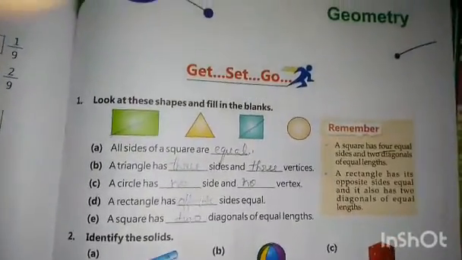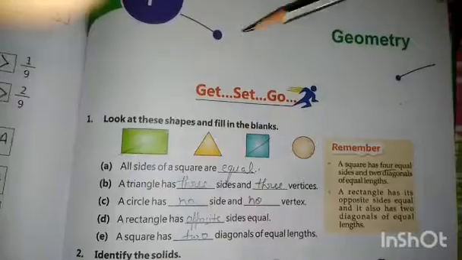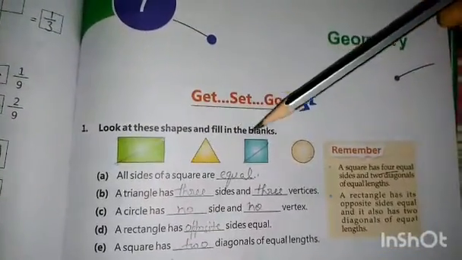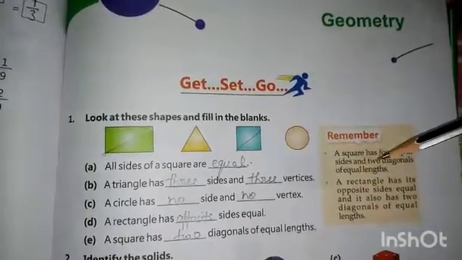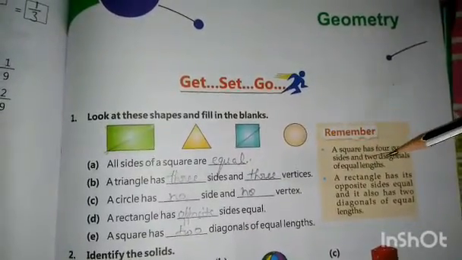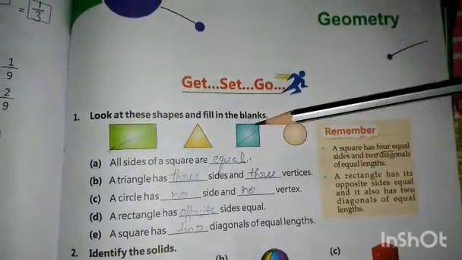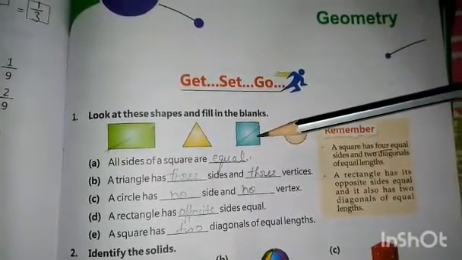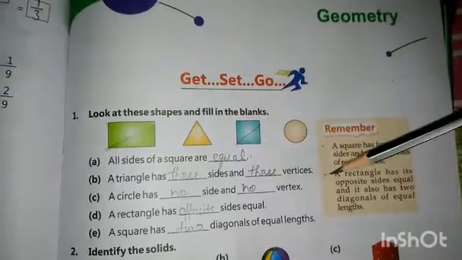Let's start the exercises of geometry in chapter 7. Here, look at these shapes and fill in the blanks. A square has 4 equal sides and 2 diagonals of equal length. A rectangle has its opposite sides equal, and its diagonals are of equal length.